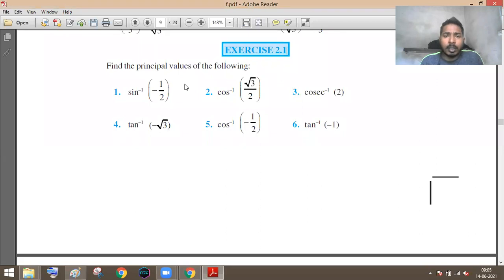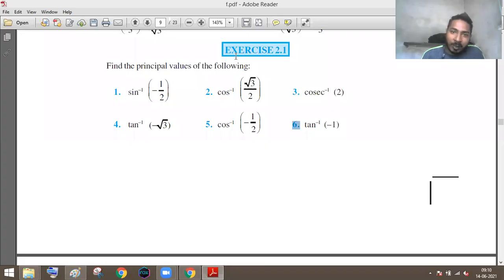So this is your first exercise. Exercise 2.1. So try to solve question number 1 to question number 6. Okay, Shrihari, tell me what is the answer for the first question? Sine minus pi by 6. Huh? What is this, sine minus pi by 6?